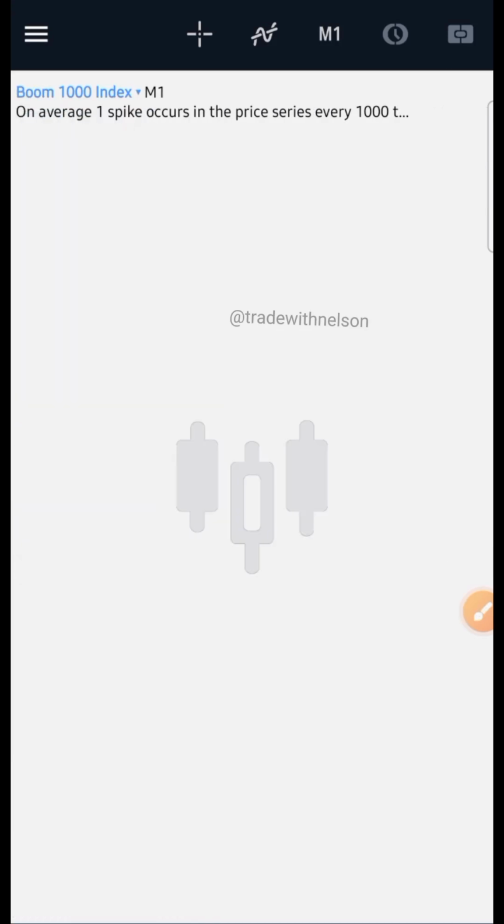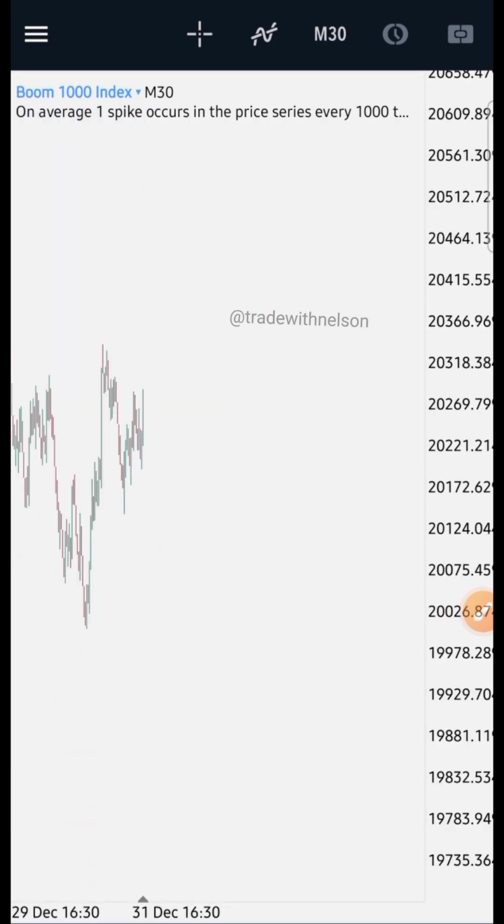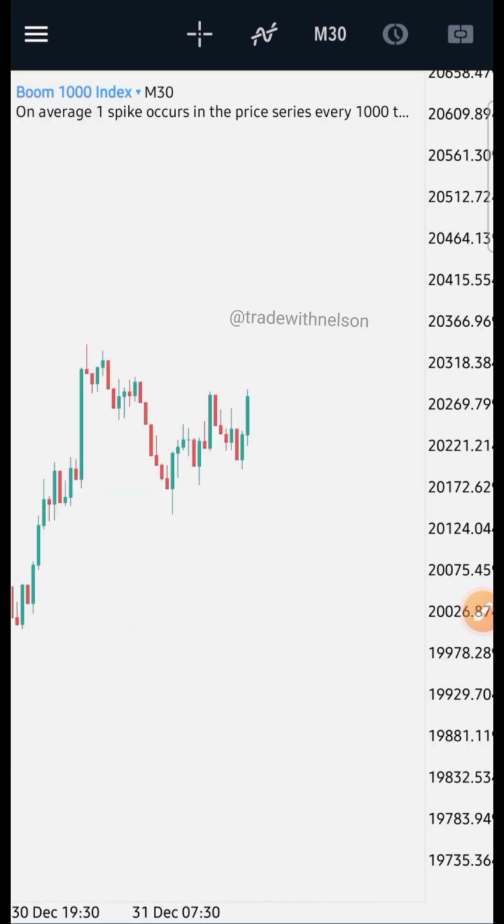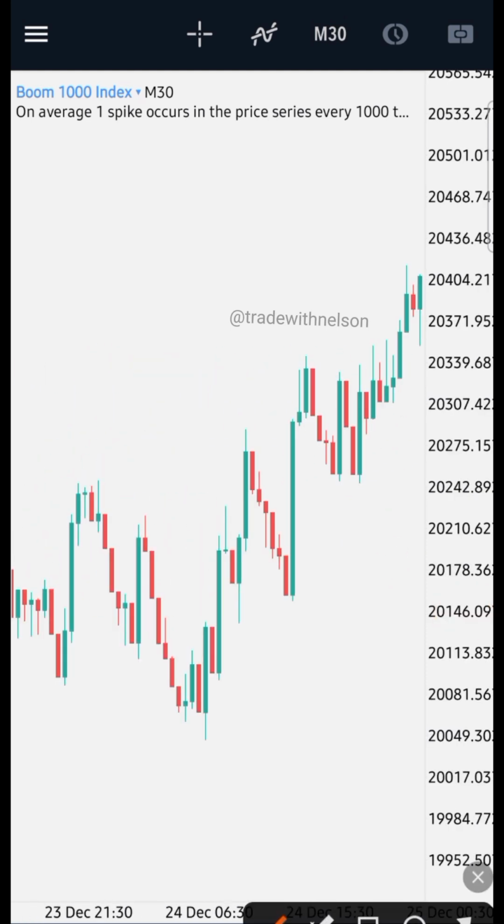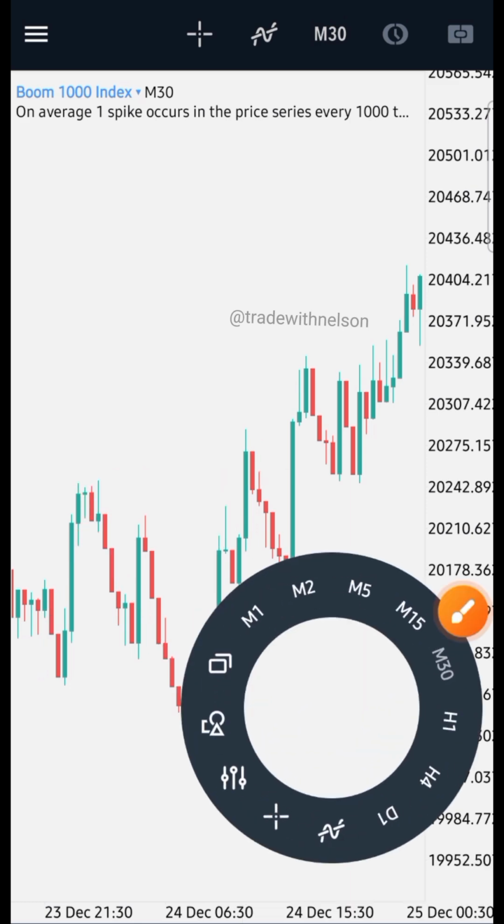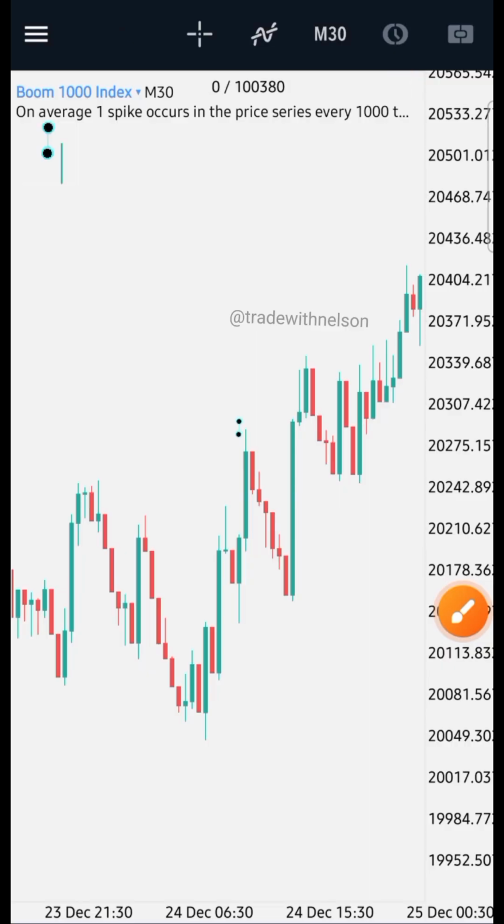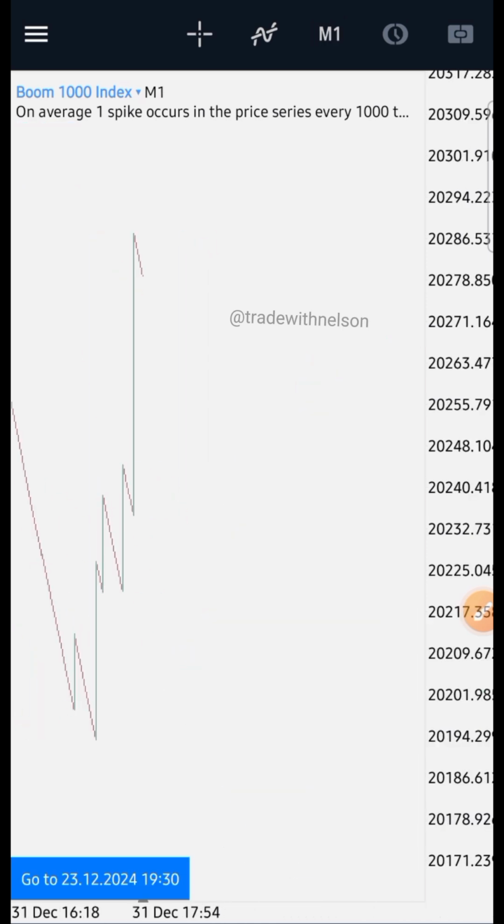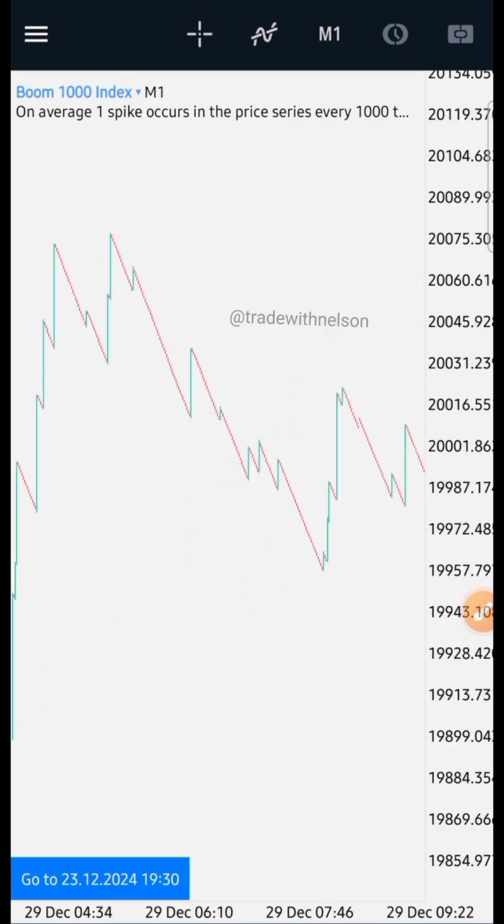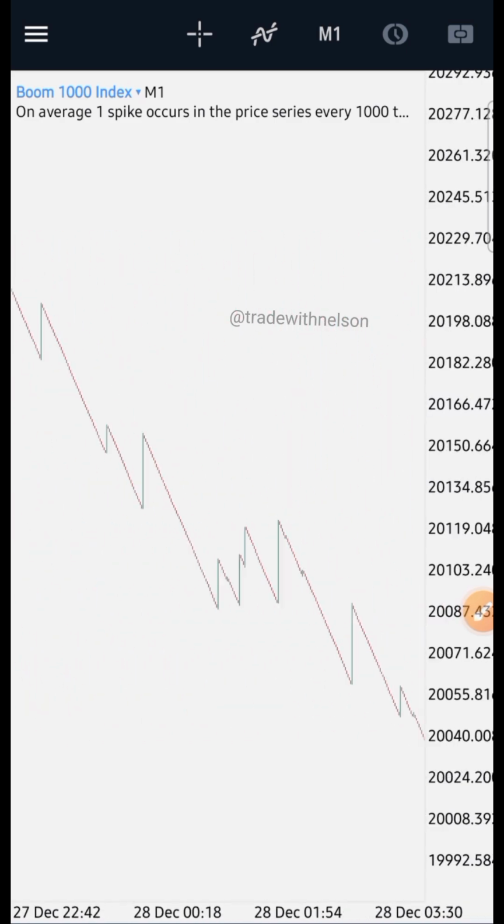Let's go to Boom 1000. Like I said, this price action strategy works perfectly in these markets. Like I said, the first thing you want to see is something like this. The market should close above this swing over here. Once you have that, you take your rectangle tool and mark out that level. Then you go to your 1 minute time frame and look for that level that you just marked.